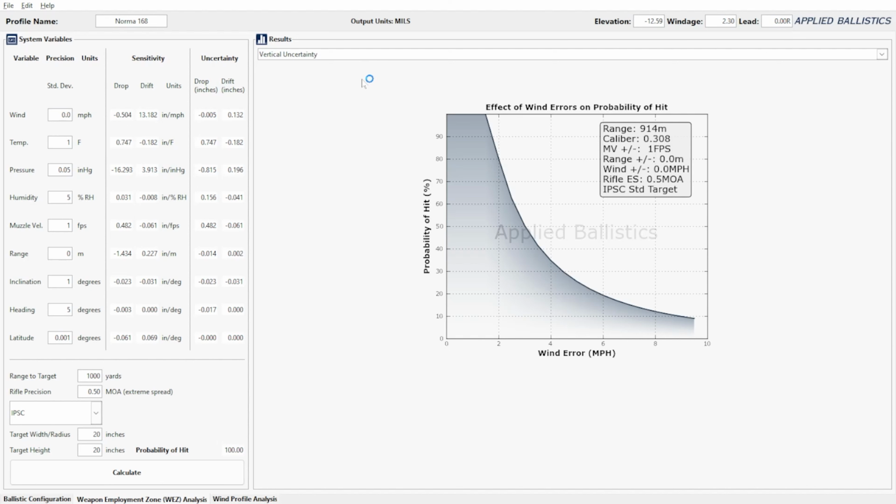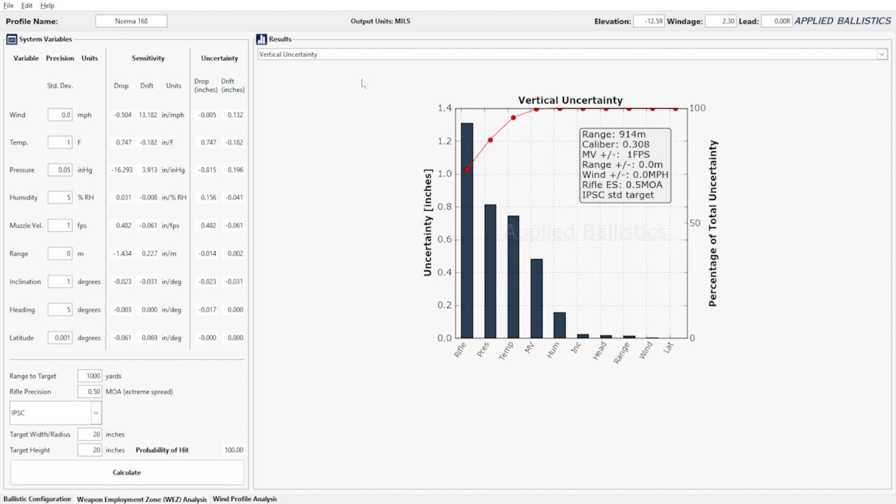And then our vertical uncertainty tells us that in this case, our rifle is actually the biggest problem. So if we were to bring that down to 0.25 MOA, that would in effect drop the rifle out of that equation, because now that's dropped into third place. And the biggest problem we've got now is fluctuations in pressure. But let's be realistic about this. I'll just knock this data back.